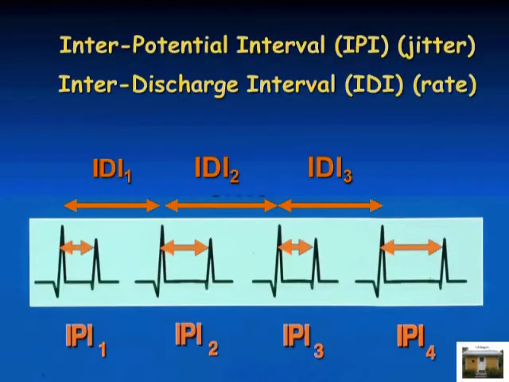These are the two things that can be recorded during jitter measurements. One is the interpotential interval.